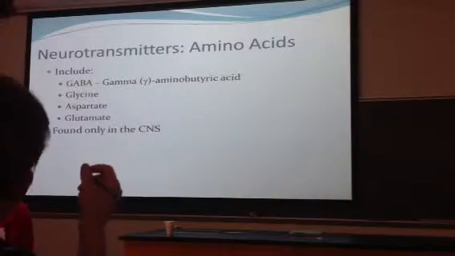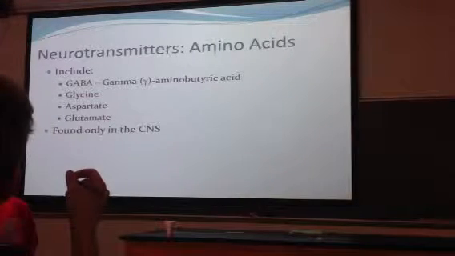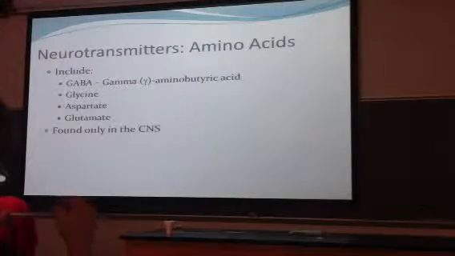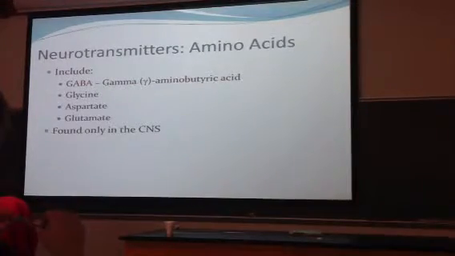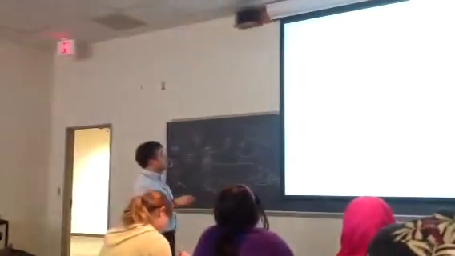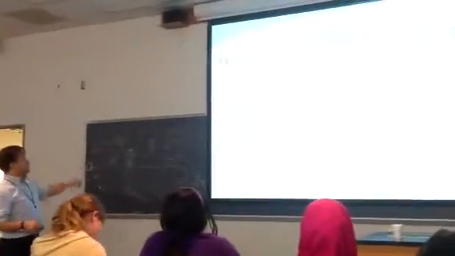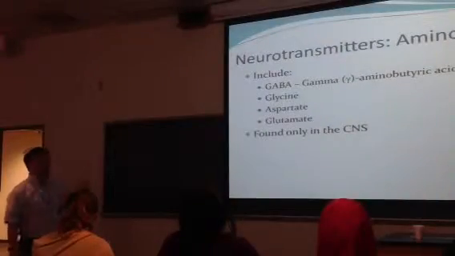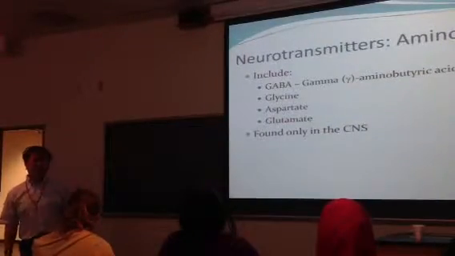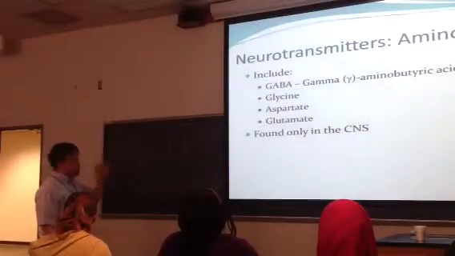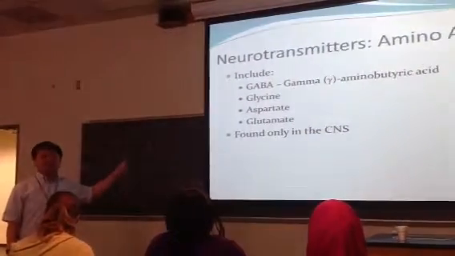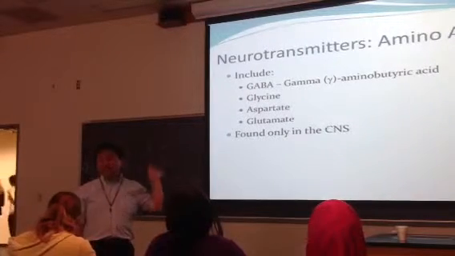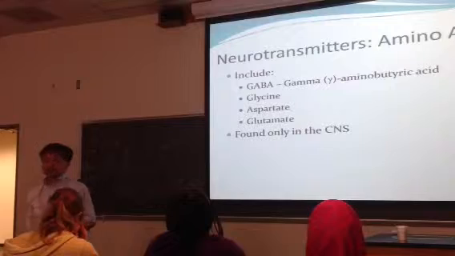This amino acid is named gamma aminobutyric acid. And you can see that's a long name, isn't it? So we call it GABA for short, GABA. GABA stands for those names. An amino acid. Glycine, aspartate, glutamate. Those are the major amino acids that function as neurotransmitters in our nervous system. And notice these amino acids are only found in the CNS. They are nowhere found in the PNS at all.